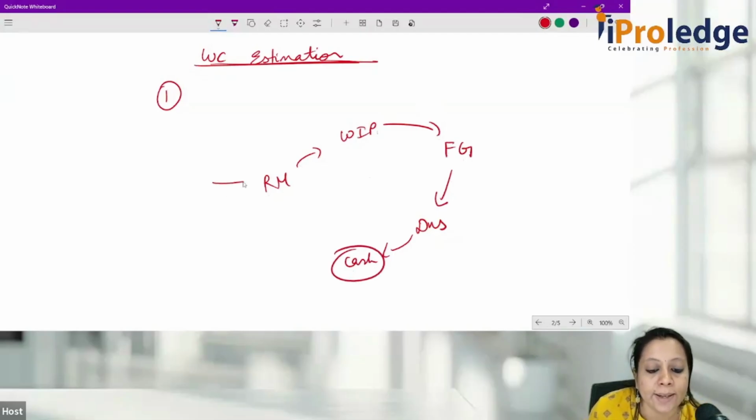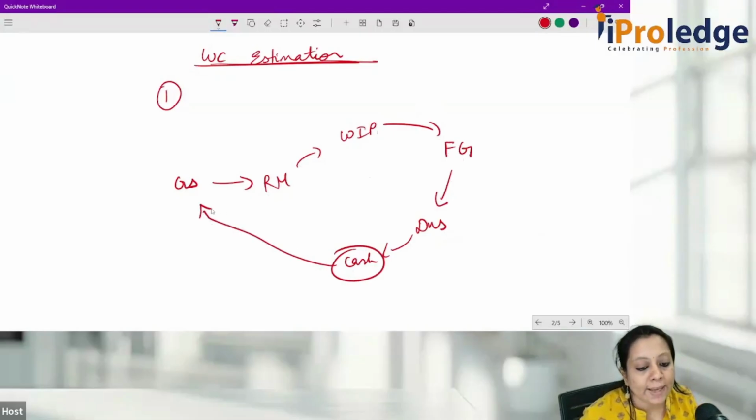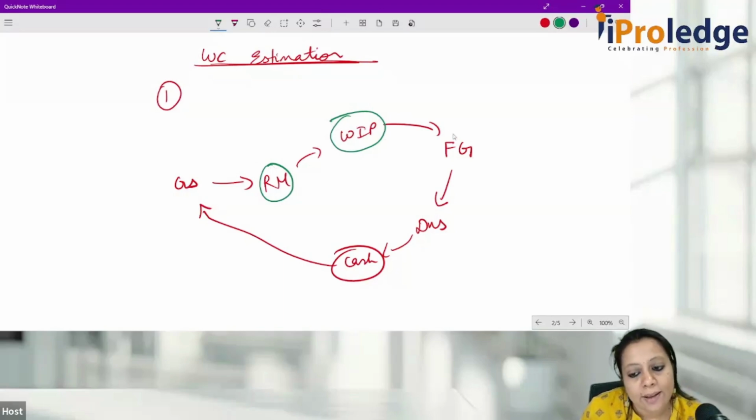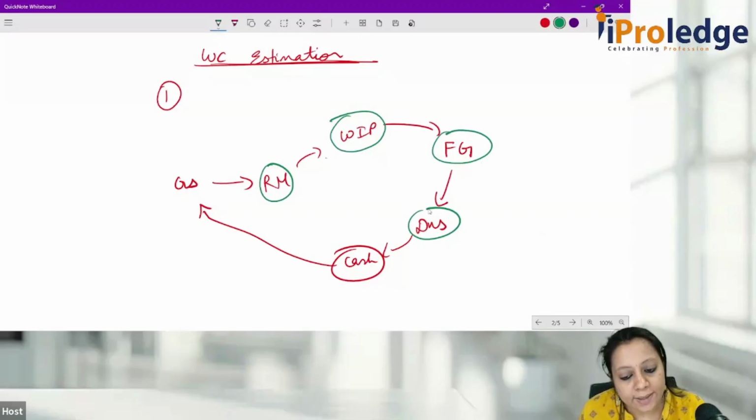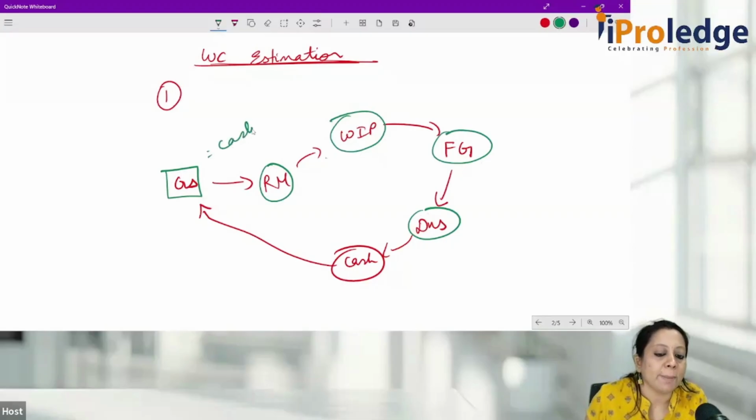I need to pay the creditors from whom I purchased the raw materials. So I will pay them the cash. That is why all current assets, raw material is a current asset. Stock, no? WIP is also a current asset. FG is also a current asset. Stocks are my current assets. Debtors is also my current asset. So minus creditors, current liabilities, whatever cash I'm getting, that is only my working capital. Isn't it, students? Now I hope it makes more sense.